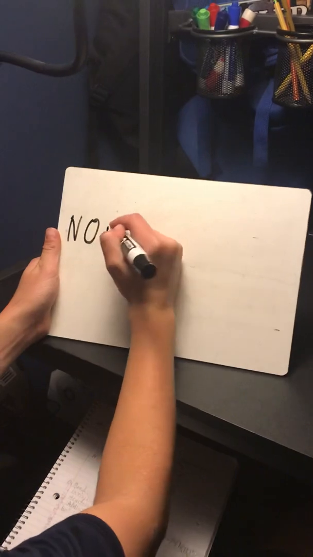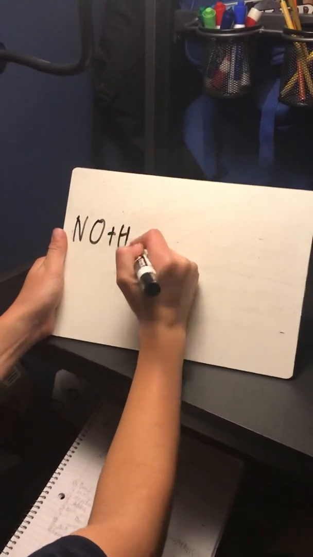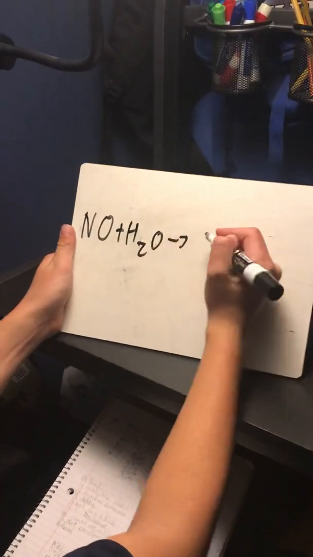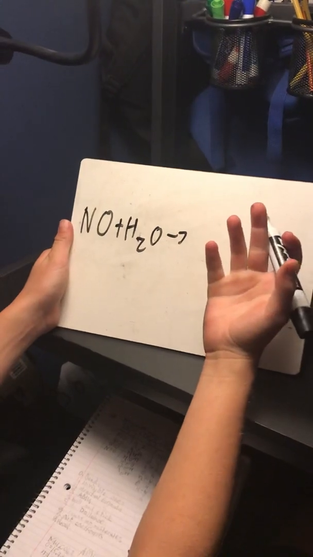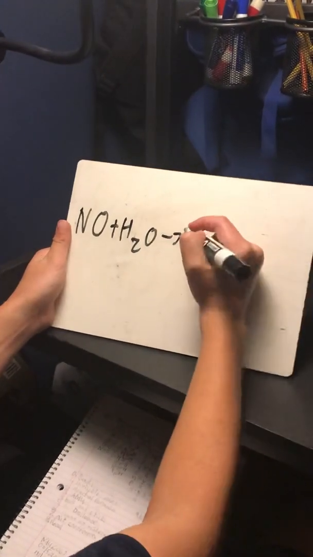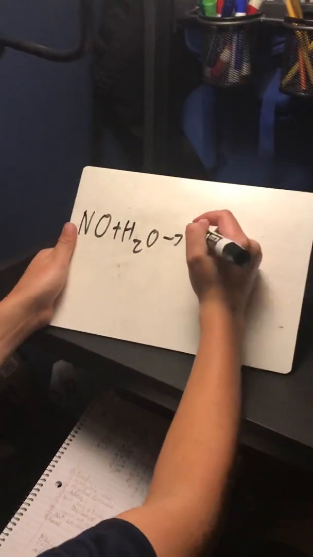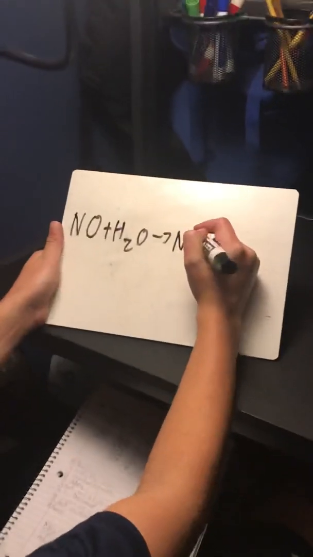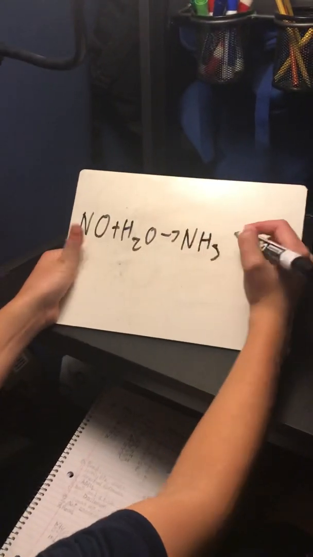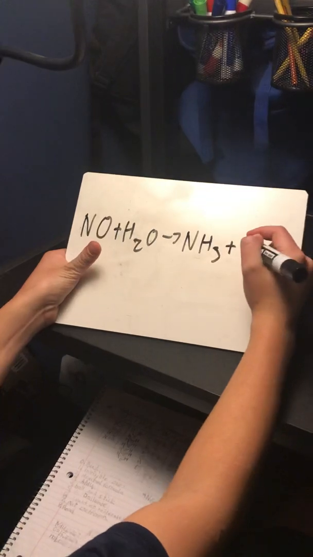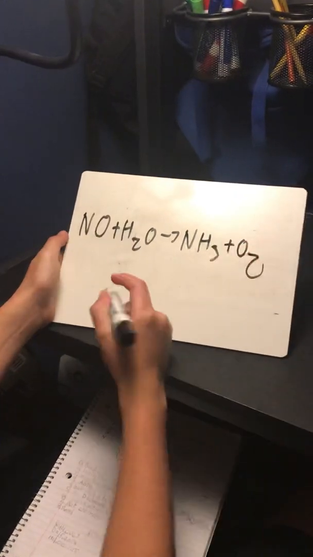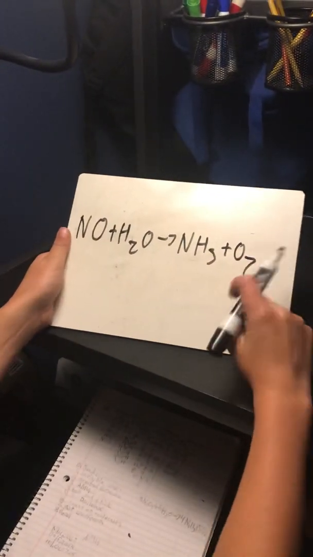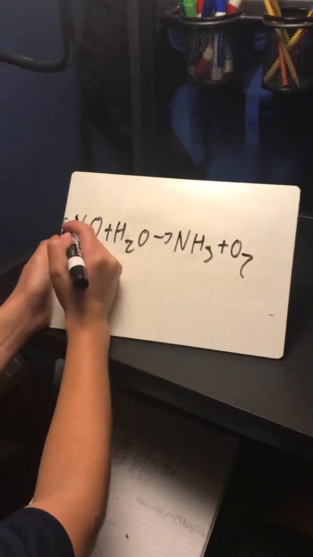NO and H2O, arrow, which is like the equal sign or the balancing equation sign. It's also the zap zone. NH3 and O2. The first step to balancing an equation is to add invisible ones.